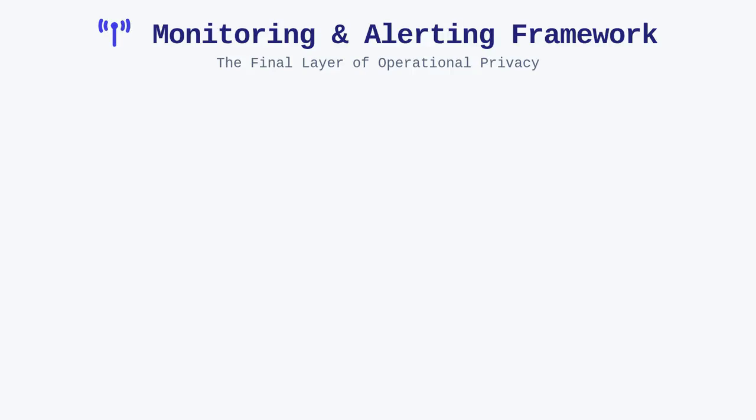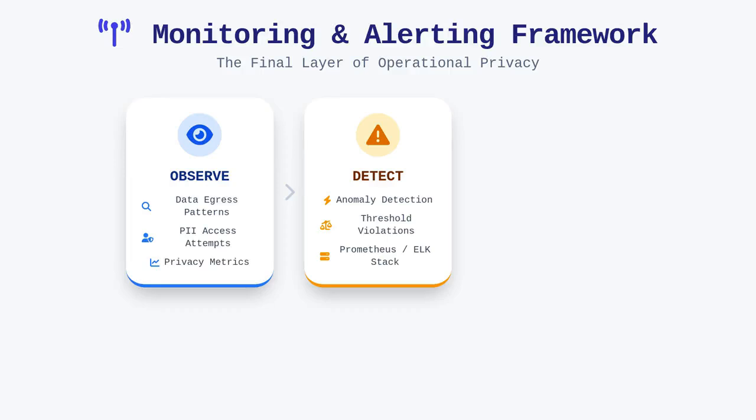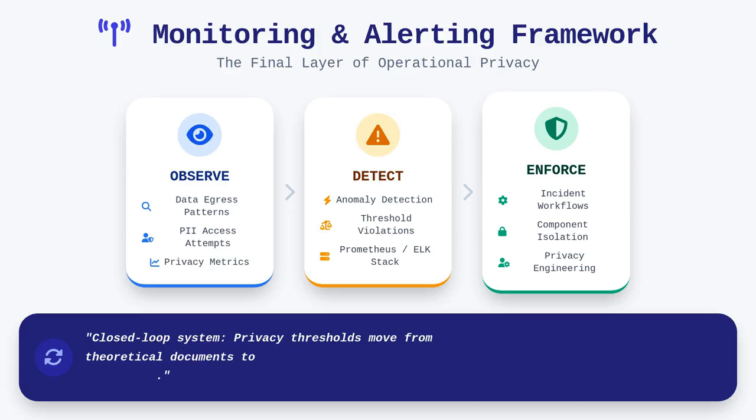Monitoring and alerting provide the final layer of this operational privacy framework by observing the system after it is live and functioning. You should configure your infrastructure to report on privacy-specific metrics, such as unexpected data egress patterns or unauthorized access attempts to PII-containing services. When your observability platform, perhaps Prometheus or an ELK stack, detects an anomaly that violates a predefined privacy threshold, it can automatically trigger an incident response workflow or alert a privacy engineer.